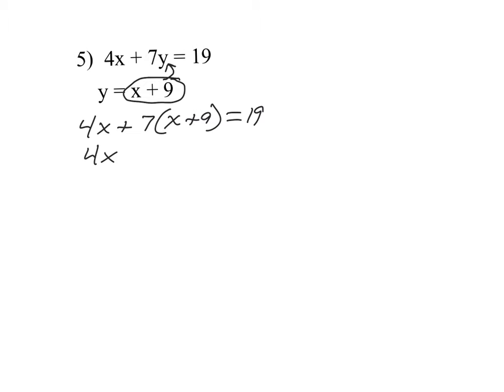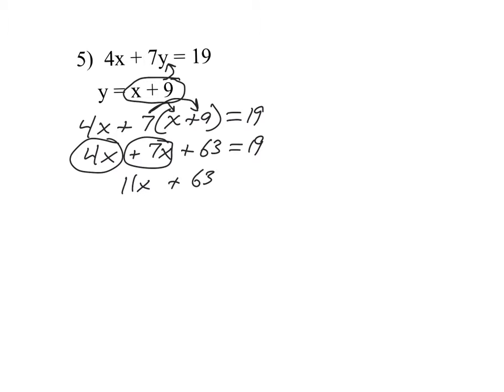So the 4x I did not do anything with. 7 is being distributed. 7 times 1x is 7x. 7 times 9 is 63. Then I combine my like terms. I get 11x plus 63 is equal to 19.